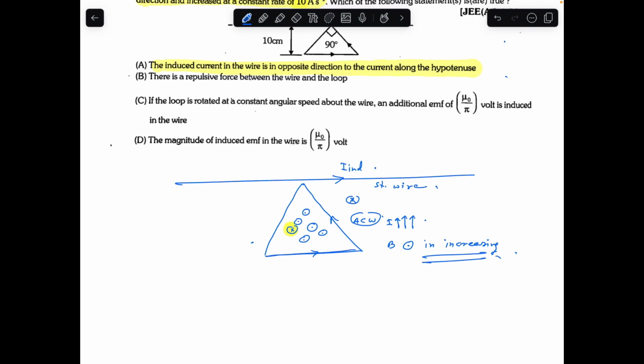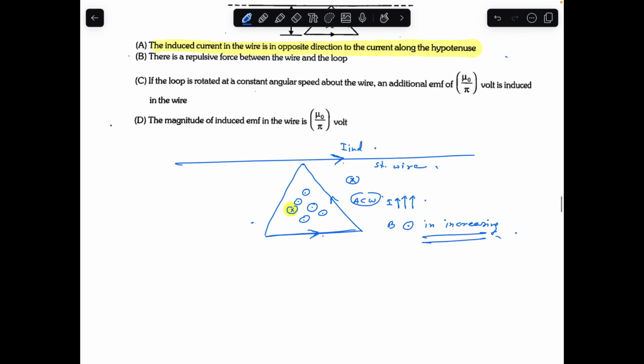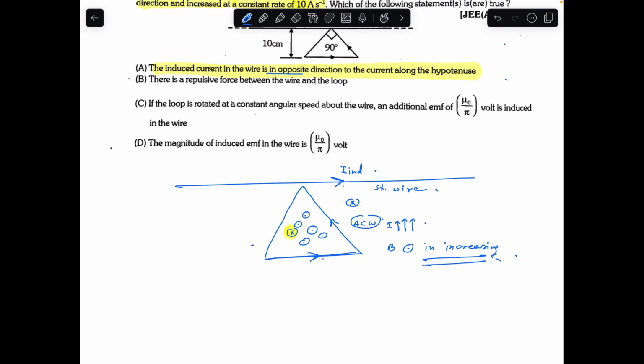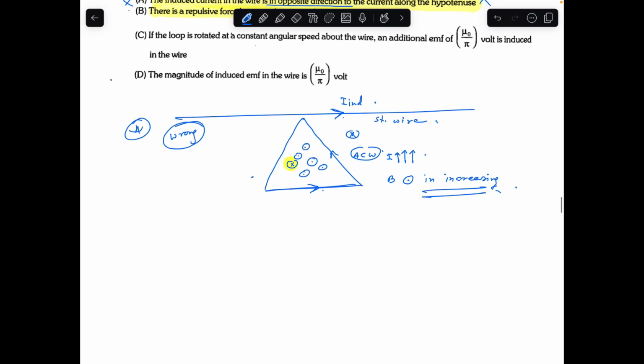Okay, so the current in this hypotenuse and the current in the straight wire are in a parallel direction. So option A, they are saying opposite direction, which is wrong. Option A is wrong. Let us say option B: there is a repulsive force between the wire and the loop.